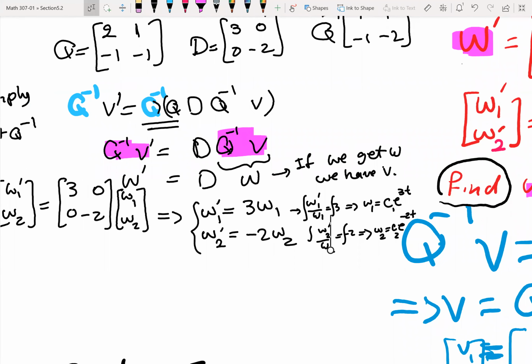So that's really what I'm doing, this multiplied by this, right? That gives me negative C1 e to the 3t minus C2 e to the negative 2t. So this is x of t and this is y of t, right? And that's the solution.